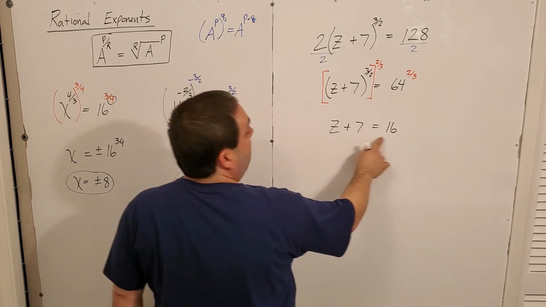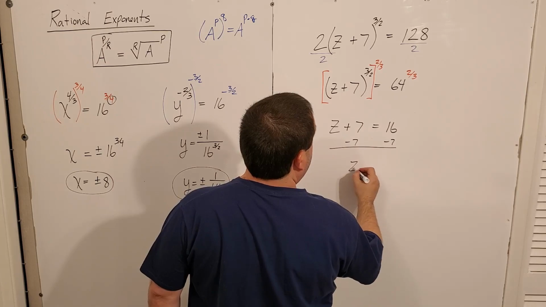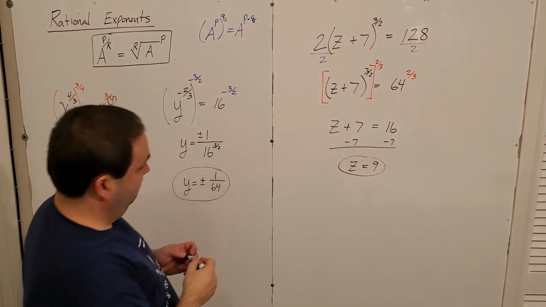Last step, subtract the 7. So I'm getting that z is 9. Okay?